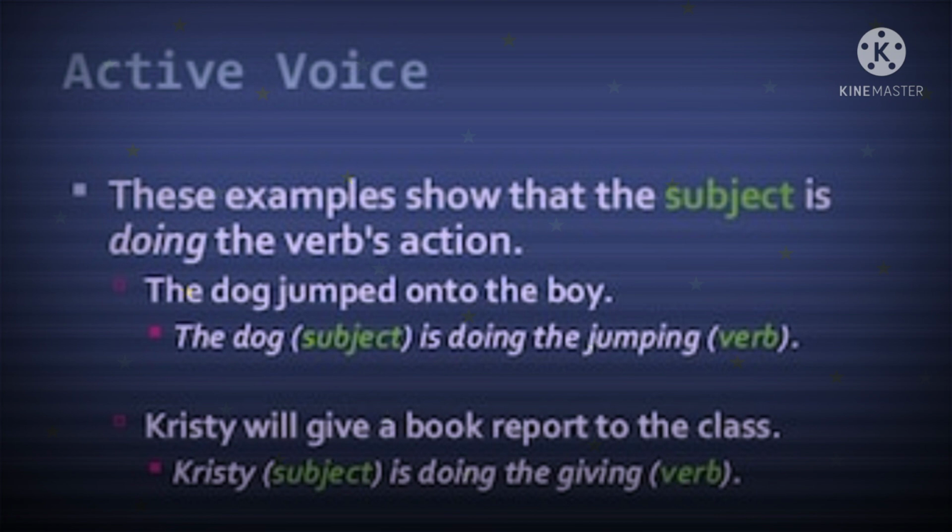For example, the dog jumped onto the boy. Let's analyze the structure. The dog, subject; jumped onto, verb, it comes together; the boy, that is object. Christy will give a book report to the class. Christy, subject; will give, verb; a book report, object. How can you find the object? Already we have learned. Ask the question to the verb, what or whom. If you get the answer, there is an object in the sentence.